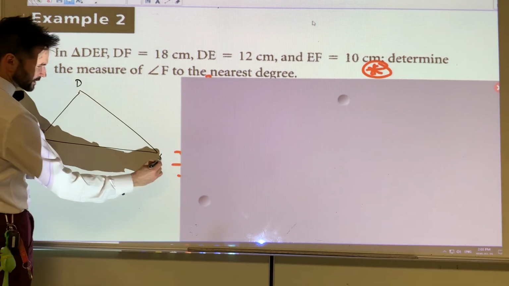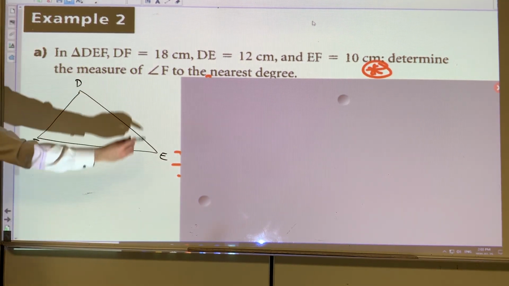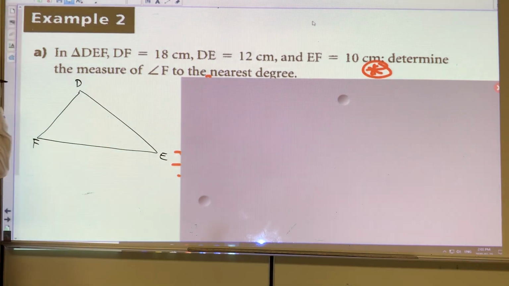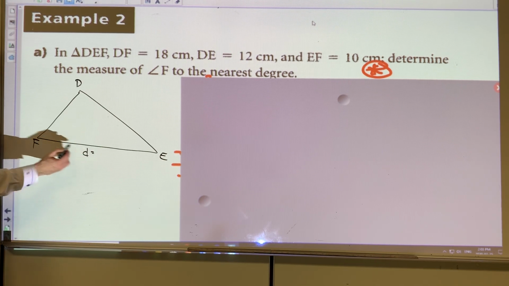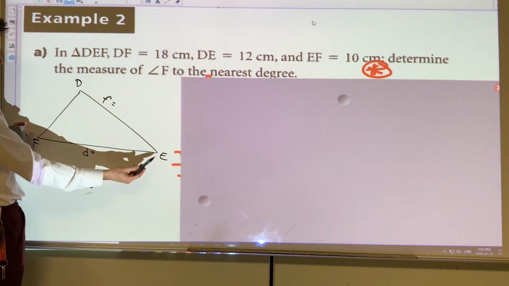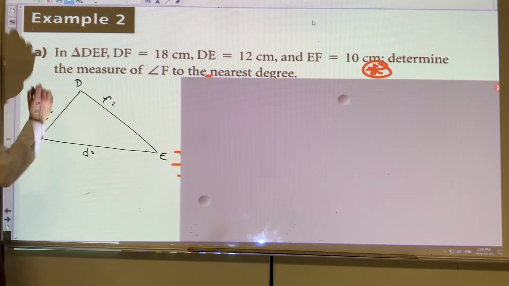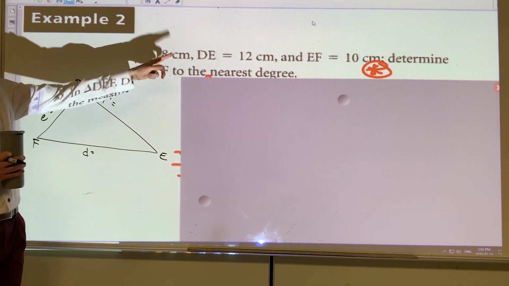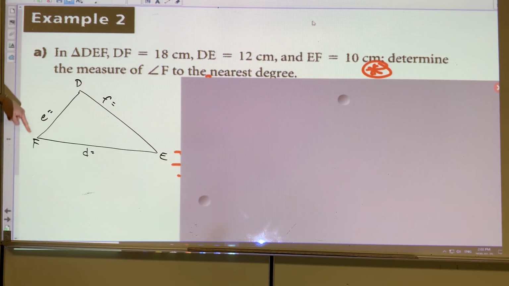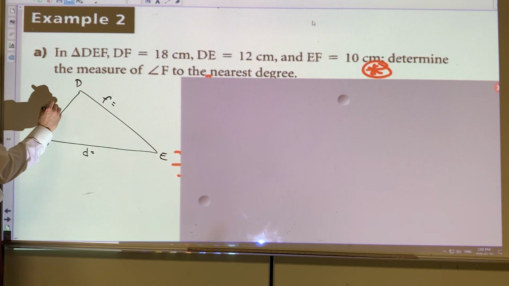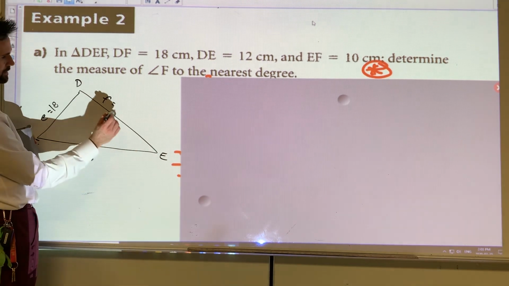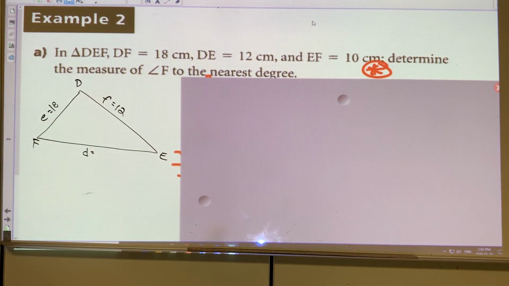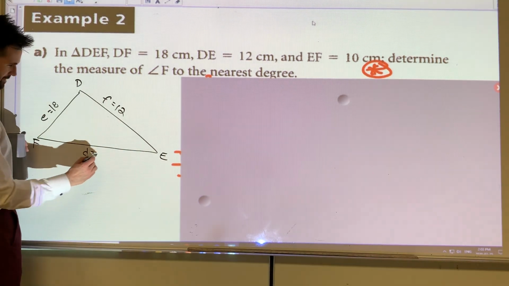So start labeling it. There's DEF. Label it clockwise or counterclockwise, it doesn't matter as long as you label it. Then the opposite side of D is little d, the opposite side to F is little f, the opposite side to E is little e. Then I read my question again. It says DF is 18, talking about the big letters, the vertices, we call that e, so e is 18. DE is 12, but we call that f. And EF, sounds like a donkey, that's 10.